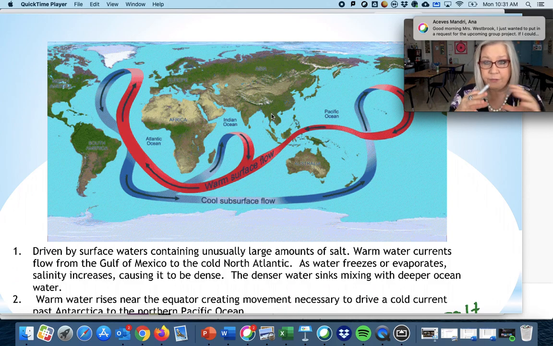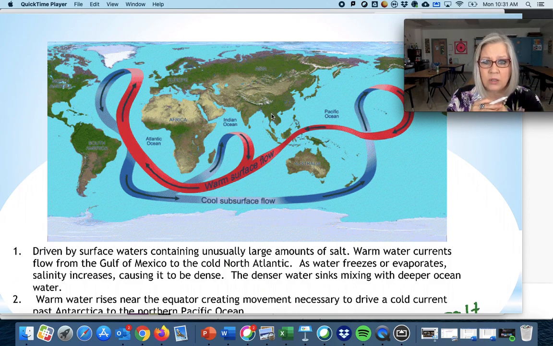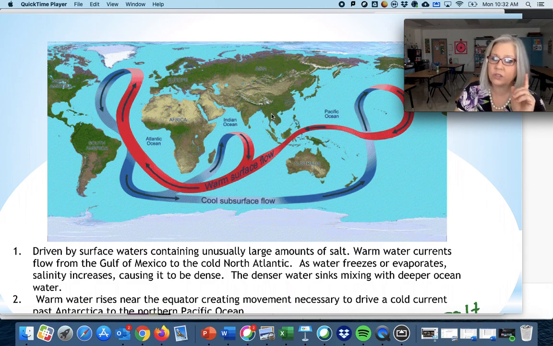And so as it freezes, it leaves the salt behind. So if you had salt water and you started to freeze it, the salt is not going to freeze. The salt is going to start to fall out of the water, and it's going to start to sink. All right, so now we have salty, dense water. Okay, so that's along Antarctica because it gets super, super cold down there. And this is where it starts. And then it's going to move along.